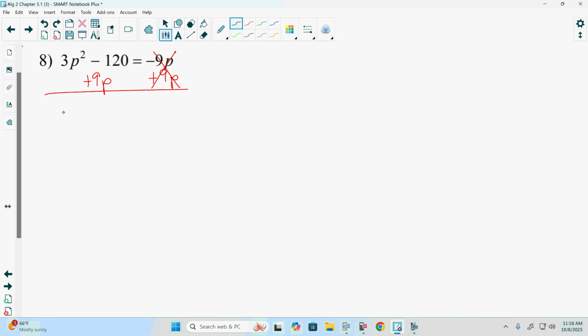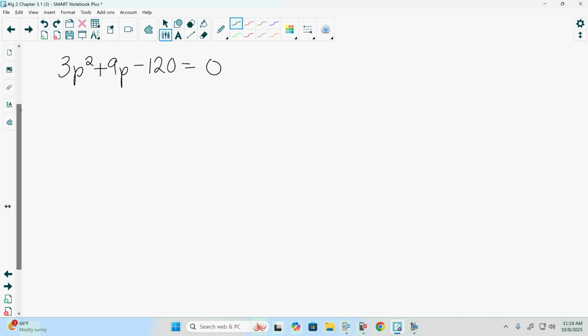Now on the left-hand side, 3p squared and 9p are not like terms. And 9p and negative 120 are not like terms. So we can't combine any of those. And when we rewrite it, we want to make sure that we are in standard form. Standard form is going to be the squared term, term to the first, term without a variable. So our variable squared, variable to the first power, term without a variable. We want it in descending order. This is standard form.